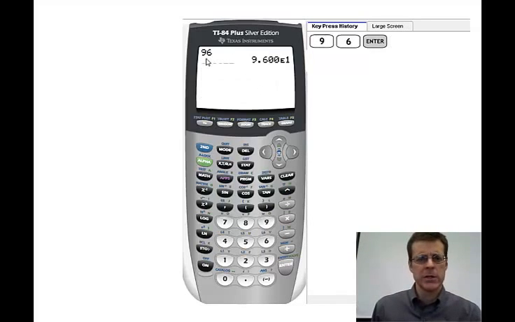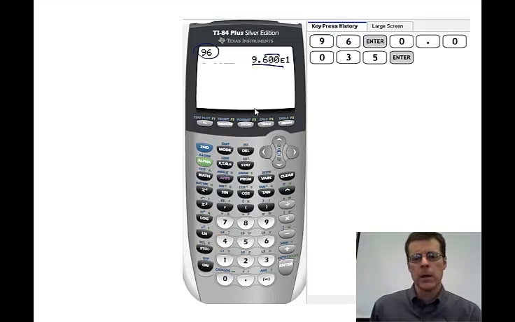And if I were to type in 96, it converts it automatically into scientific notation with 3 decimal points, 4 significant digits. Now, if I don't want 4 significant digits on that, I'd have to do something different, but if that's what I typed in, that's what I get. If I then do decimal 0035 and I hit enter, it turns that into scientific notation with 4 significant digits.